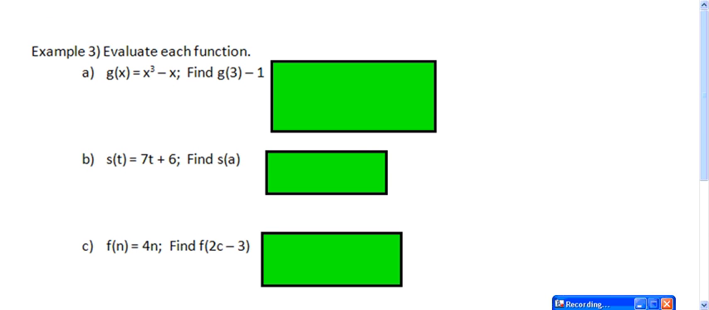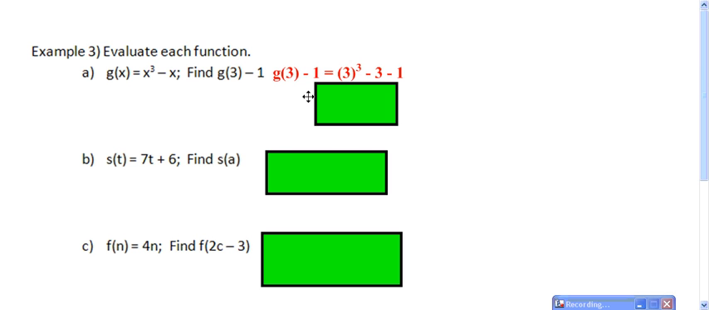Example 3, where we're going to evaluate a few more functions. As you notice in A, it's a little bit different. We have g of x. Now we're going to have g of 3, minus 1. 3 is still going in place of x. So when we put 3 in place of x, it would look something similar to this. X to the third, we now have 3 to the third. Minus, in for x is 3. Then we tag on at the end our minus 1.